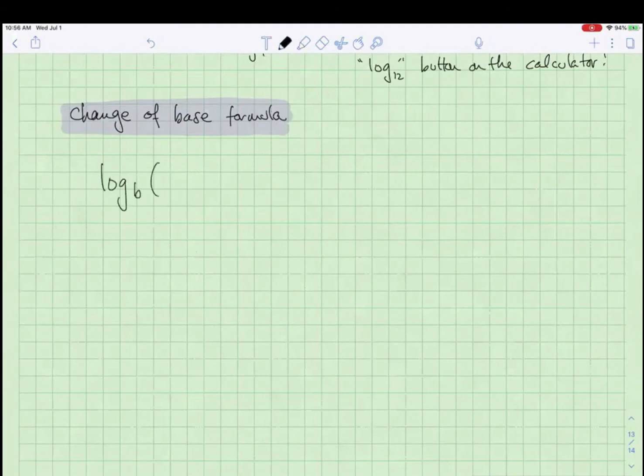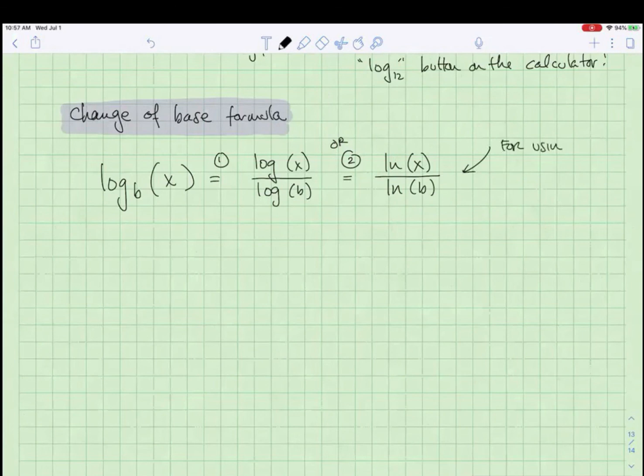Log base B of X. The change of base formula is one of two things. Either the log of X over the log of B, or the natural log of X over the natural log of B. These are your conversions for using your calculator.